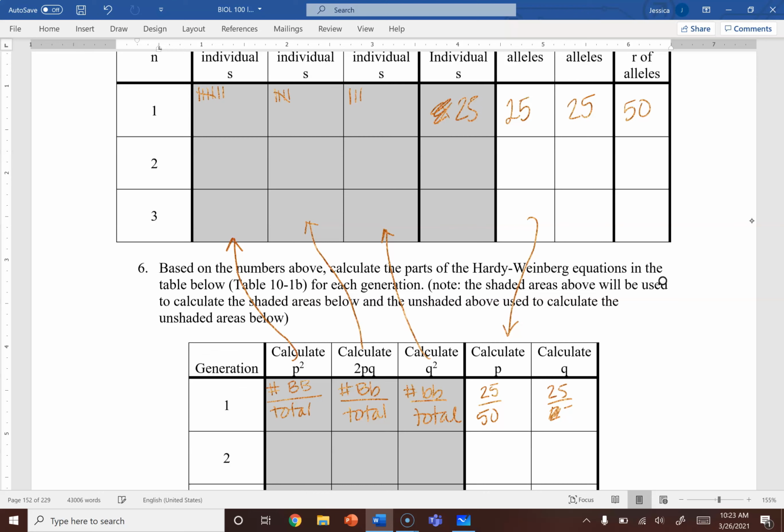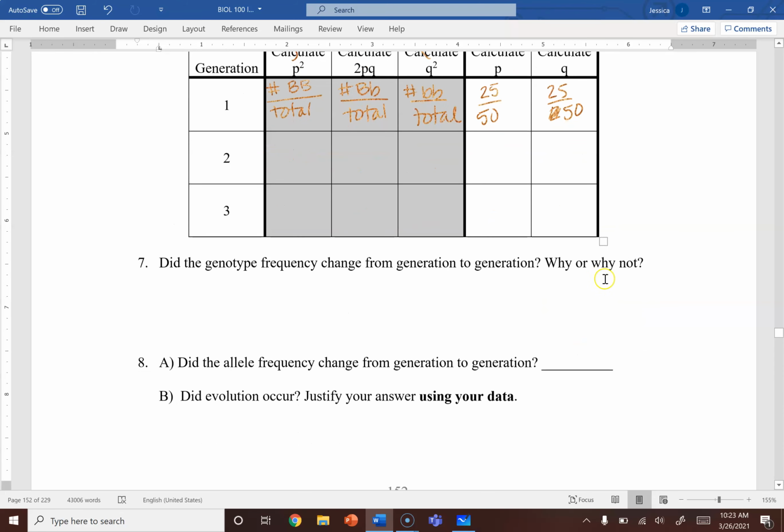Now, you will need to actually calculate this out. Don't write the math problem there, write the actual answer. I'm looking for the actual numbers. And then you're going to answer a series of questions.